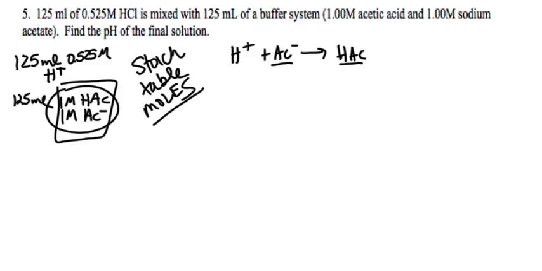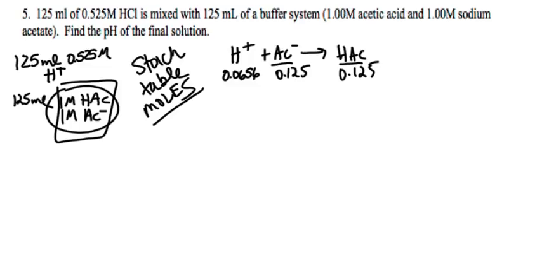You just multiply and make sure that volume's in liters. So our H+, we have 0.125 liters times 0.525. So how many moles? 0.0656. Yes. He's on it. AC minus, we have one molar of 0.125. I got this one. And then here we have one times as well, 0.125. So that's where we're starting our war.